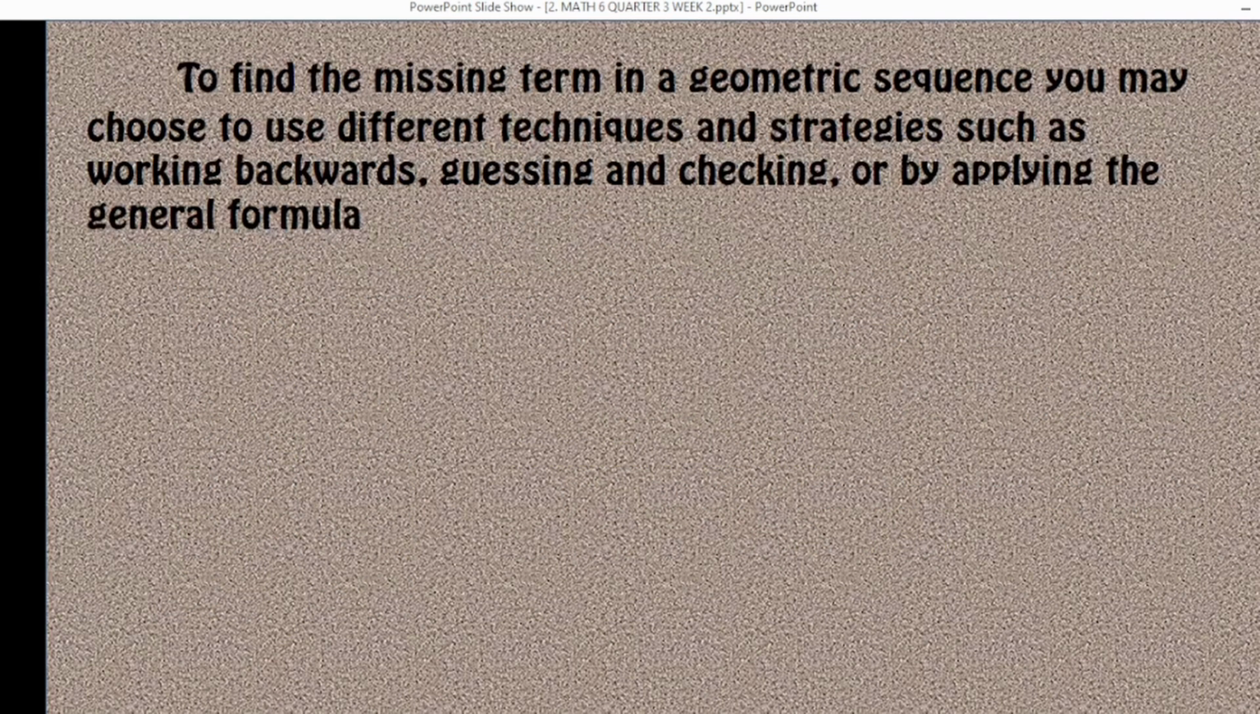To find the missing term in a geometric sequence, you may choose to use different techniques and strategies such as working backwards, guessing and checking, or by applying the general formula.